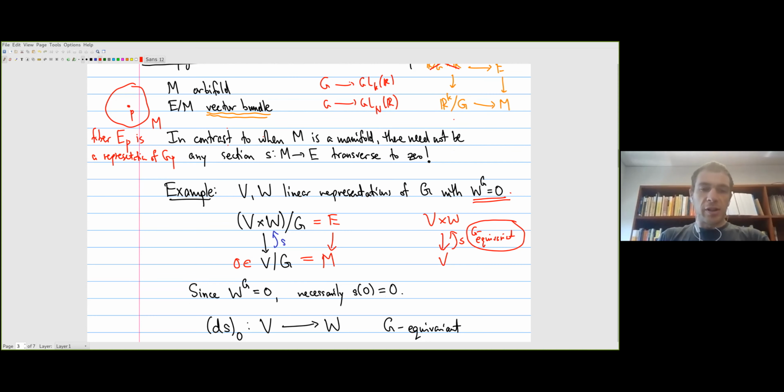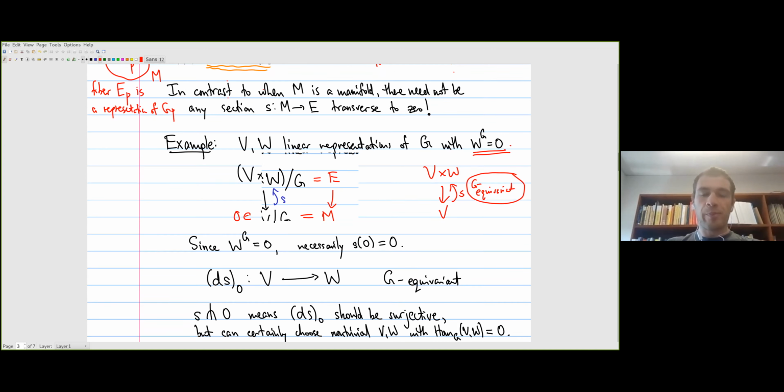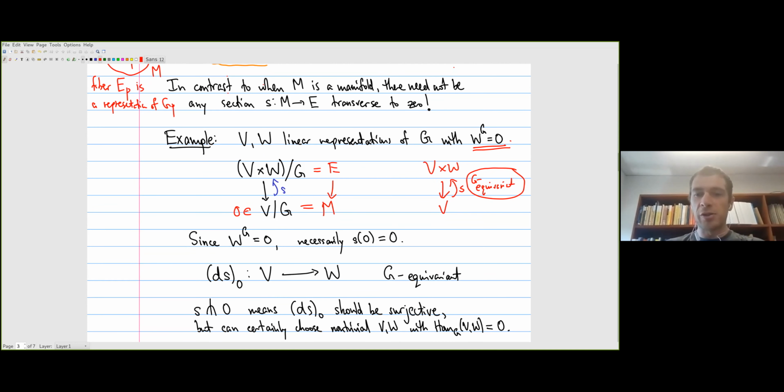Okay, so its differential at 0 is also G-equivariant, and if the section were transverse to 0, then this differential would have to be surjective. But we can certainly find representations which just have no non-trivial homomorphisms between them. For example, G could be Z mod 2, and V could be the trivial one-dimensional representation, and W could be the non-trivial one-dimensional representation.